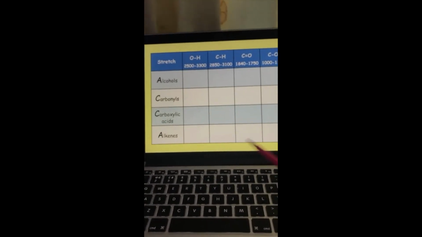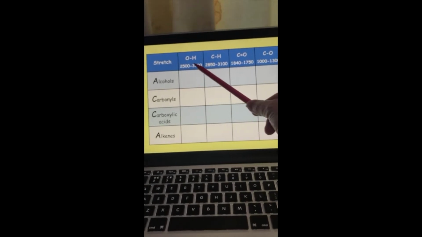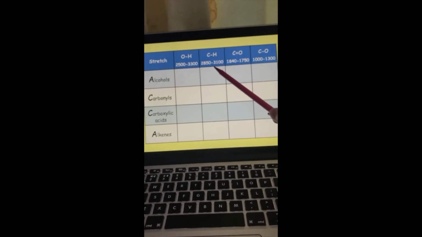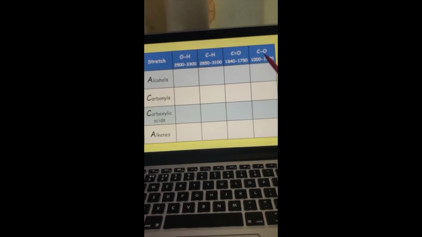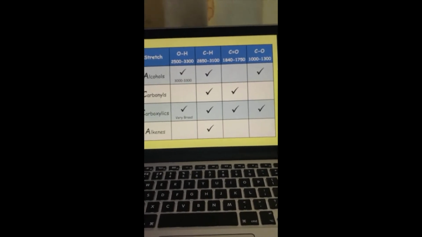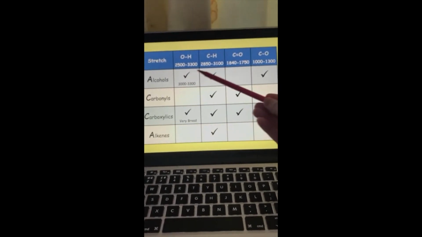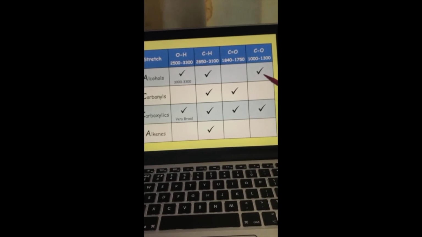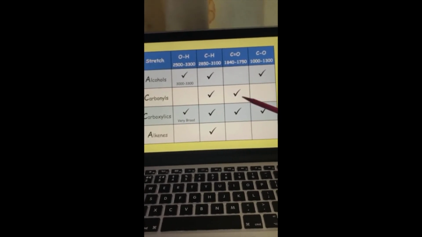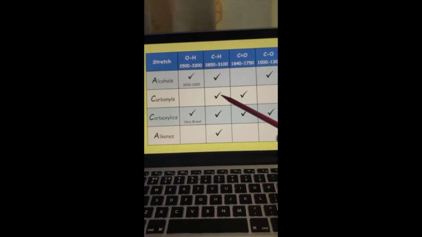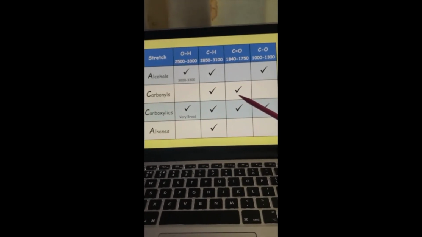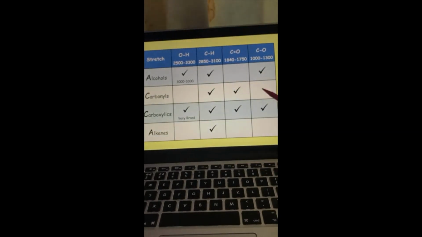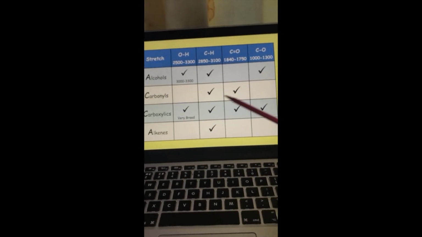So in an alcohol, obviously, you've got an OH, you've also got some CHs, but you don't have any C double bond O's, or you do have a C single bond O, okay? So hopefully, there we go, you can see that. So you've got an OH, some CH, and then a CO, but we shouldn't see this one. For a carbonyl, you've got some CHs and you've got C double bond O's. Remember, this is aldehydes and ketones. You don't have any OHs or C single bond O's.